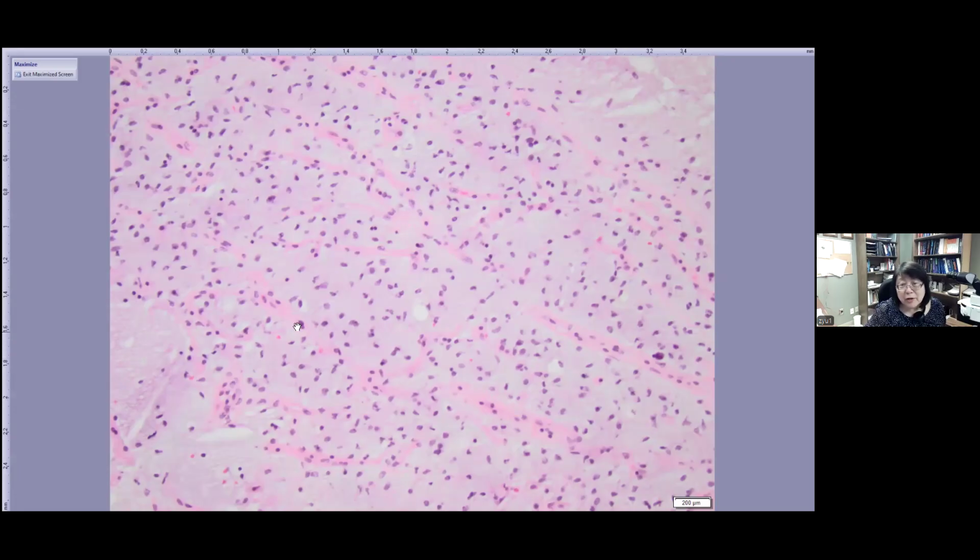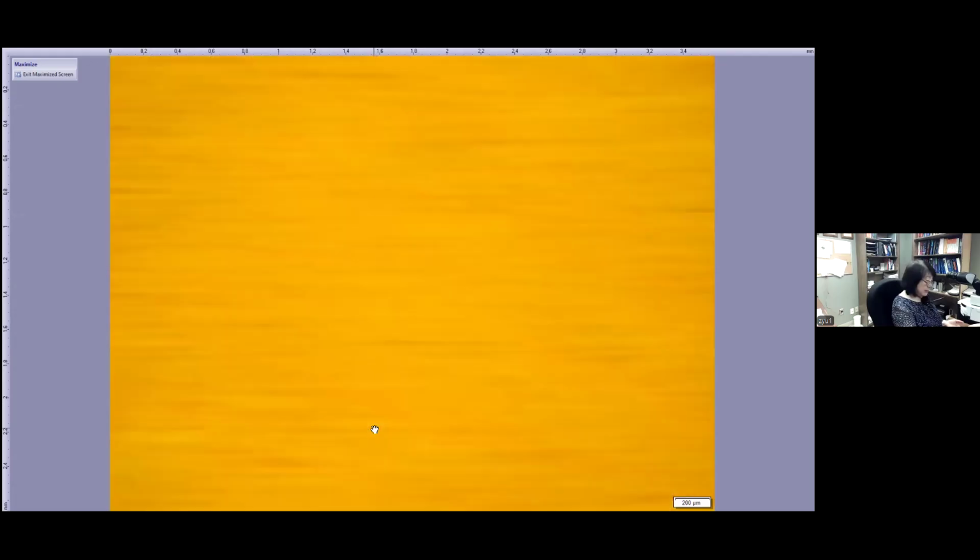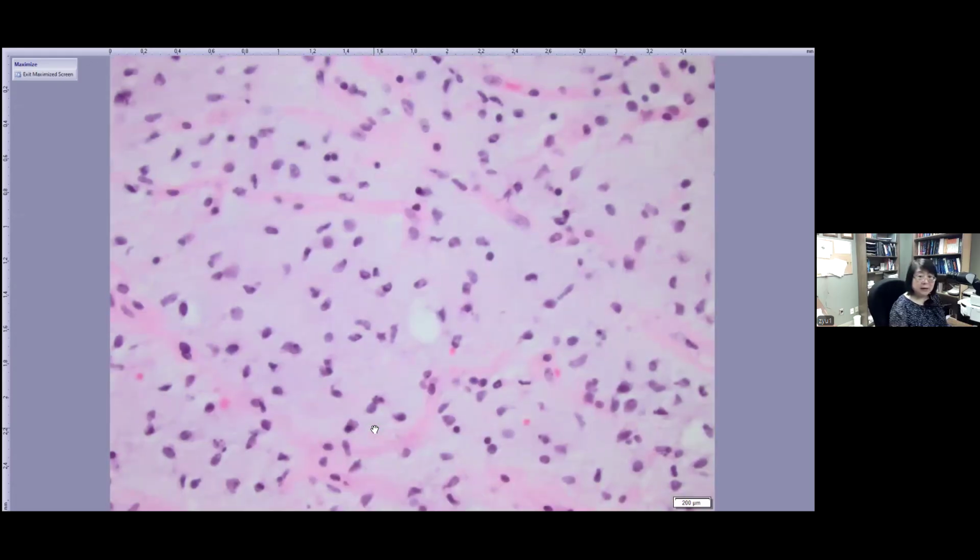The cell morphology is very bland. The nuclei, not much mitosis. So spindle cells, small primitive cells, myxoid, chicken wire vessels. What's your differential diagnosis, or what's your diagnosis? Older children, now it's a 17-year-old.